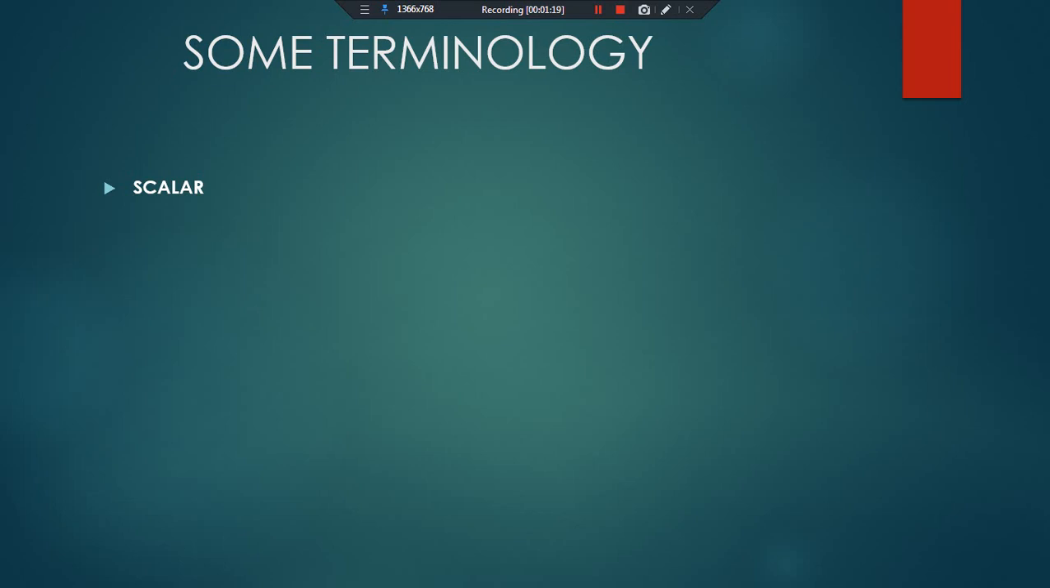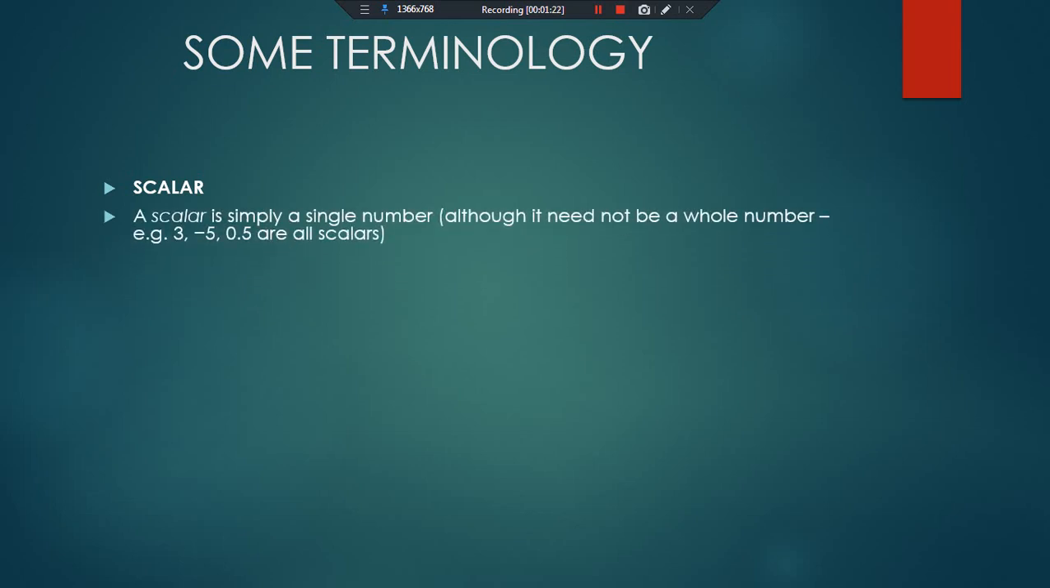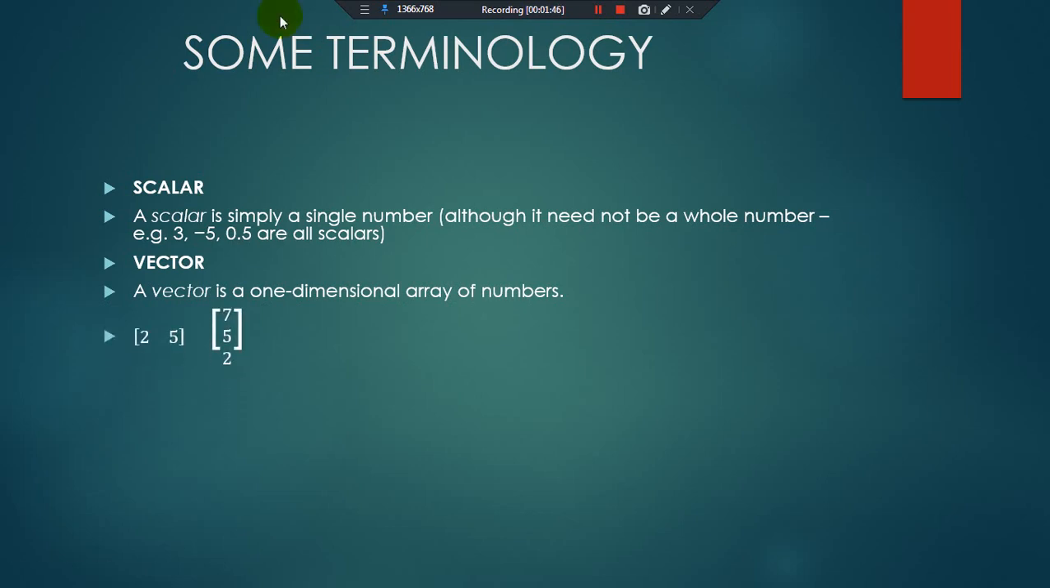The first one, scalar. A scalar is a single number, like 3, -5 or 0.5, these types of numbers. When you have an individual number like these, technically this is known as a scalar. Vector. A vector is a one-dimensional array of numbers. Like you have here one row with 2 columns. Here you have one column with 3 rows, but this is a one-dimensional array of numbers. So this is called a vector.